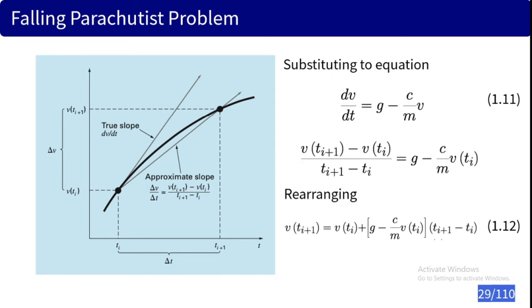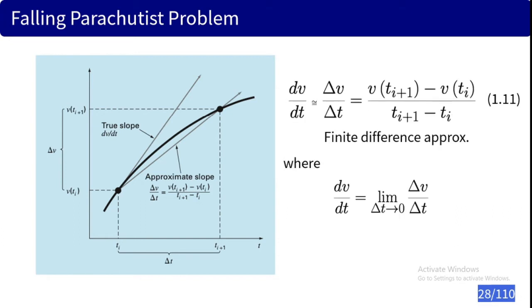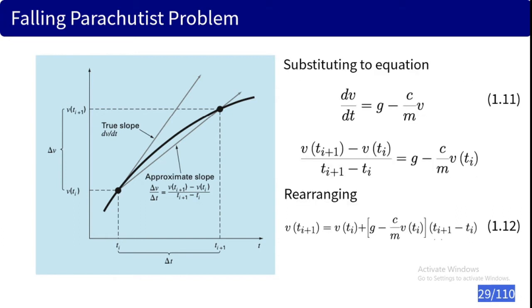Now let's substitute equation 1.11, where dv over dt is equal to g minus cv over m, into this. Then we arrive at equation 1.12 after rearranging the substitution. Okay. So equation 1.12 is the velocity at time i plus 1.